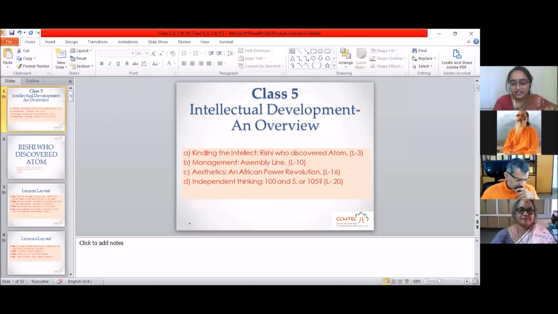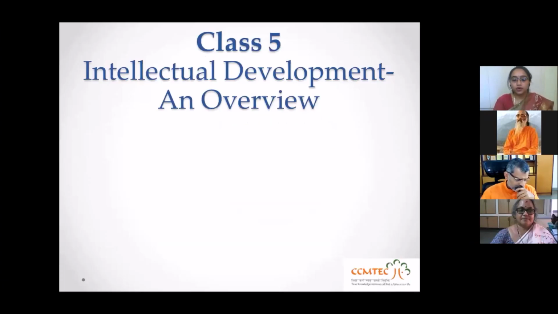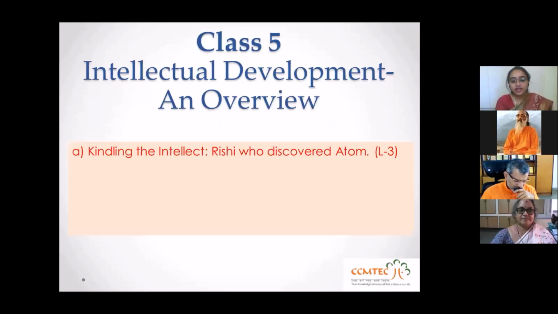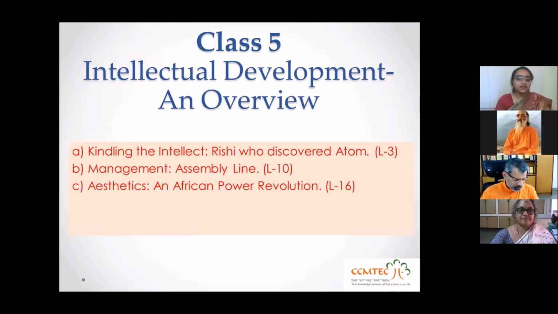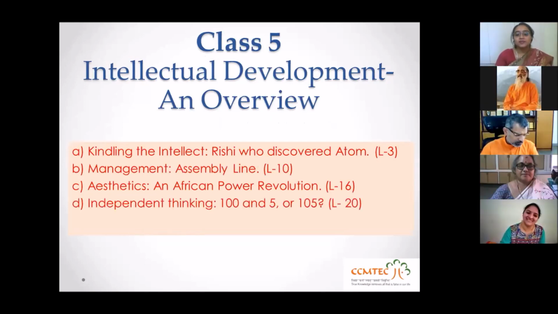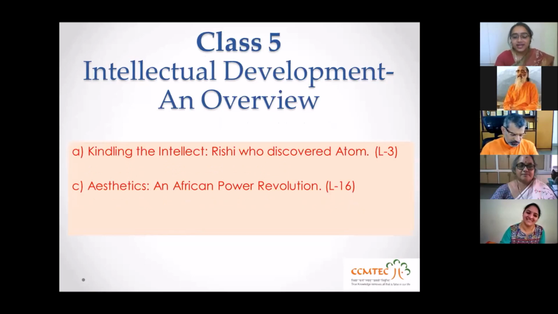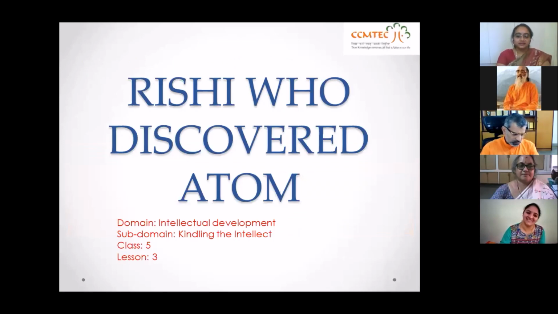Okay. So just to give you a little bit of overview of the intellectual development module for class 5. Under kindling the intellect, we have Rishi who discovered the atom, which is lesson 3, followed by management. Under management we have assembly line, which is lesson 10. Under aesthetics we have an African power revolution, which is lesson 16, and we have independent thinking, which is lesson 20. So for class 5, we are going to be seeing Rishi who discovered atom and an African power revolution. So Rishi who discovered atom, right?